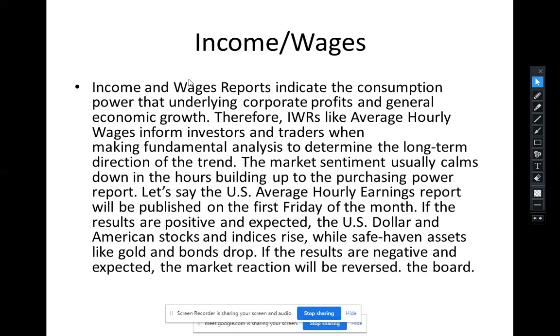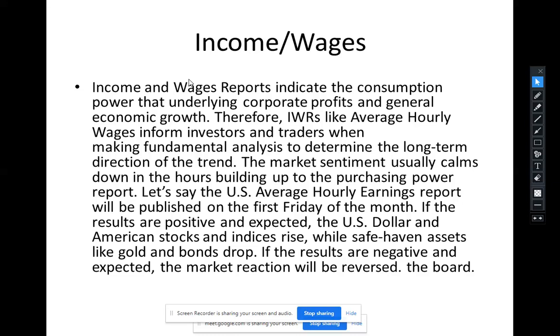Let's say the US average hourly earnings report will be published on the first Friday of the month. If the results are positive as expected, the US dollar will rise, and the American stocks and indices will rise. Why safe haven assets like gold, bonds, silver, something like that? They will drop.